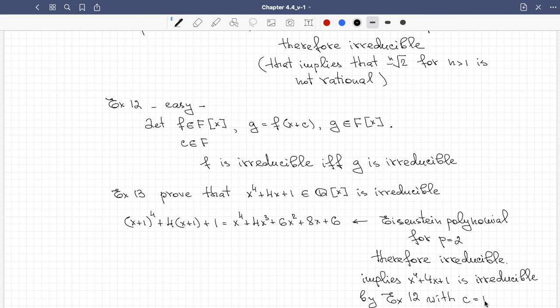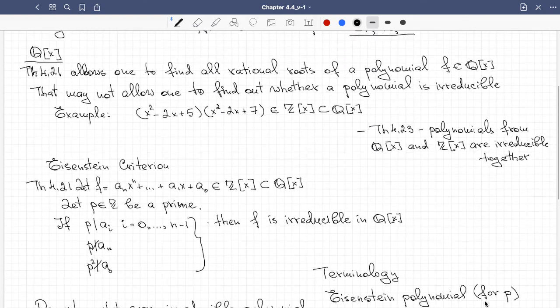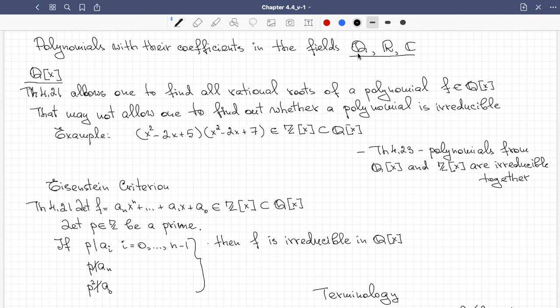That is all I wanted to tell you about polynomials with rational coefficients.